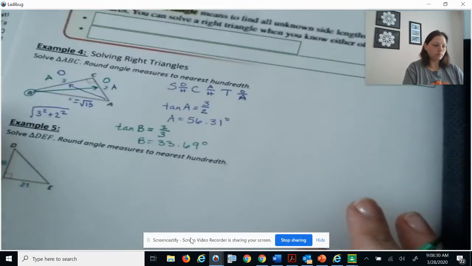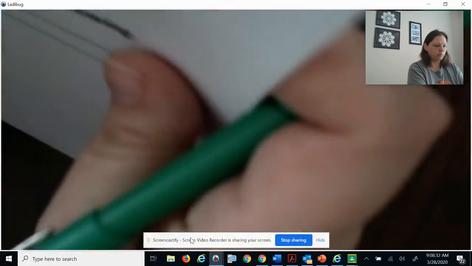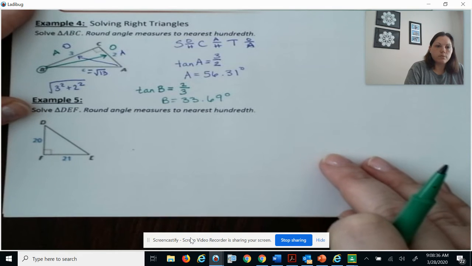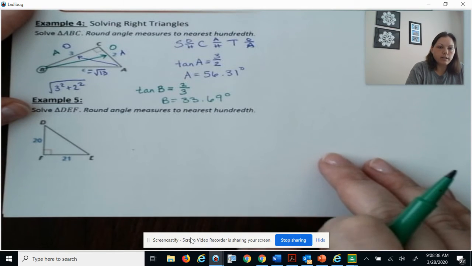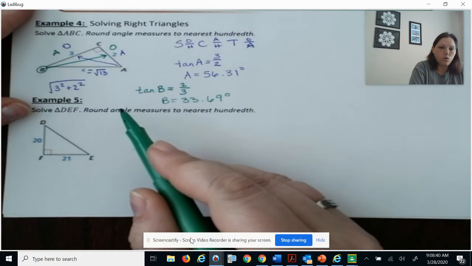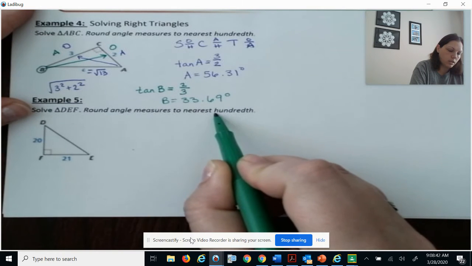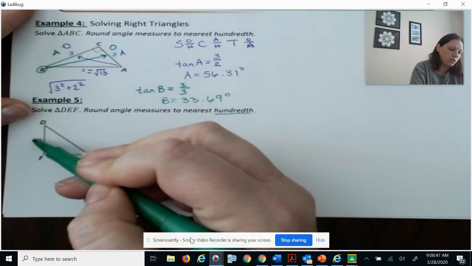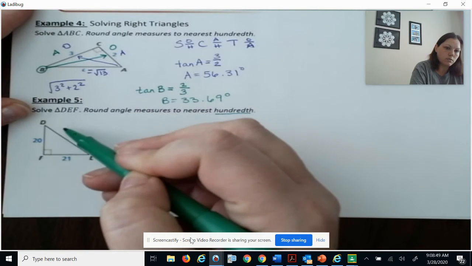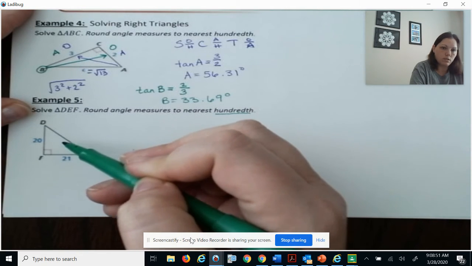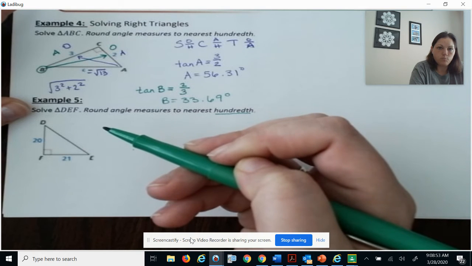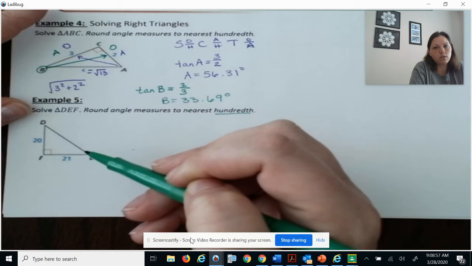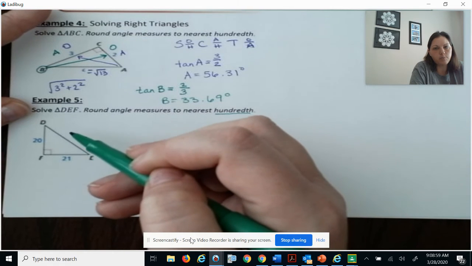All right, example 5. We're going to solve for triangle DEF. I'm going to round our angle measures to the nearest hundredth here. Okay, so I know 2 side lengths. I don't know the third one. You can use the Pythagorean theorem if you want. This time around, I'm going to show you how to use the trig functions to find that hypotenuse.